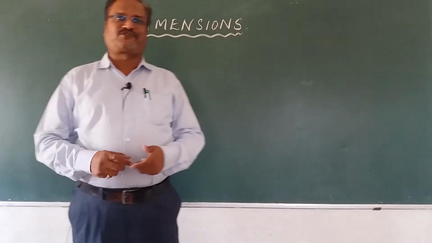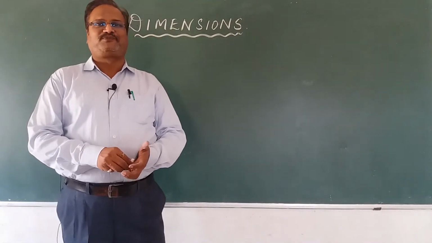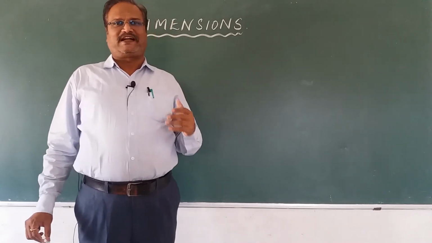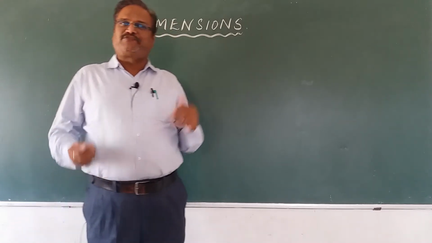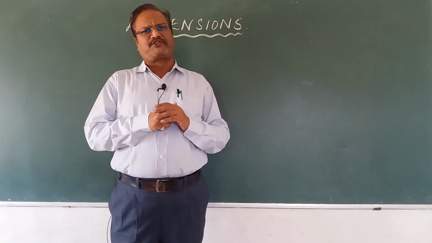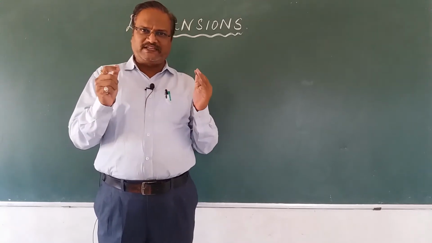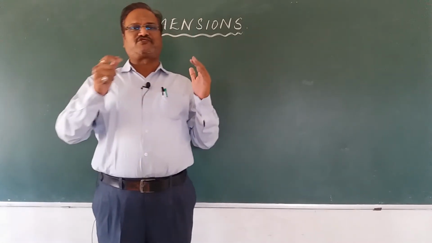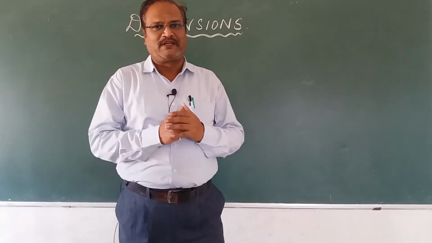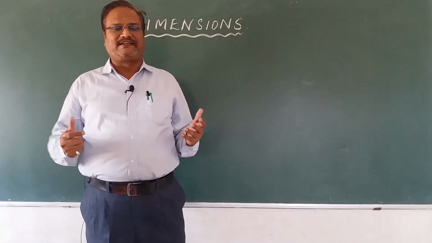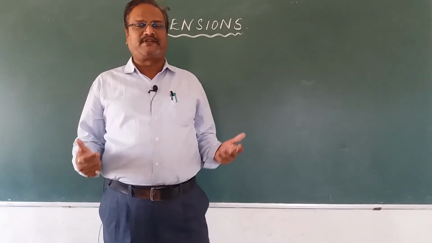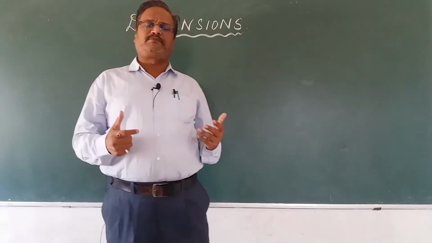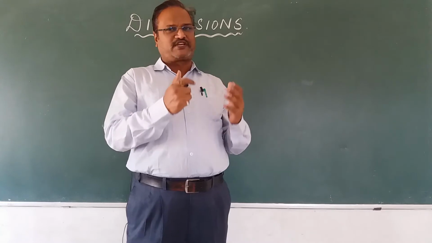Hello students, in the previous video we started with units and measurement, and I told you about a physical quantity. What is a physical quantity? A quantity that can be measured. A measurable quantity is called a physical quantity, like mass, length, time, temperature, speed. All these are measurable quantities, so they are physical quantities.